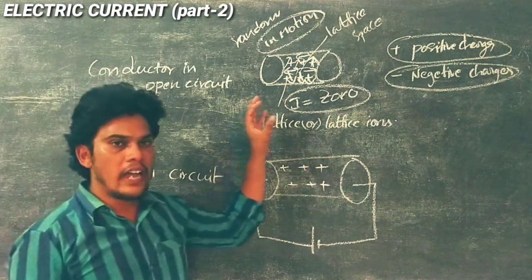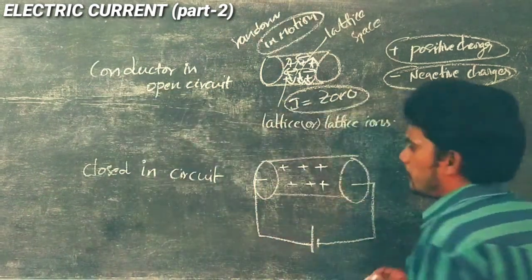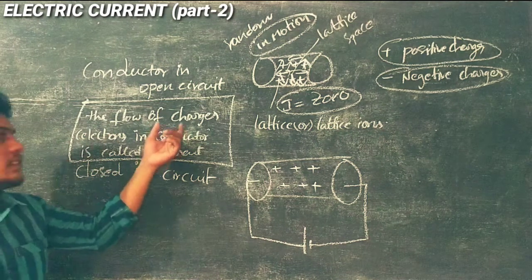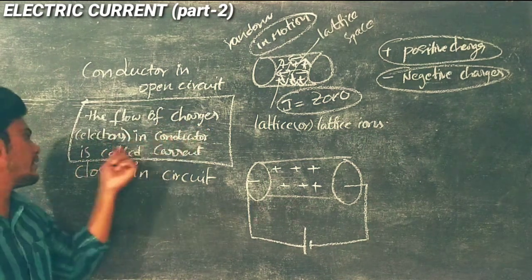So why am I saying the current here is zero? Because current means the flow of electrons. The flow of charges, meaning electrons, in a conductor is called current.